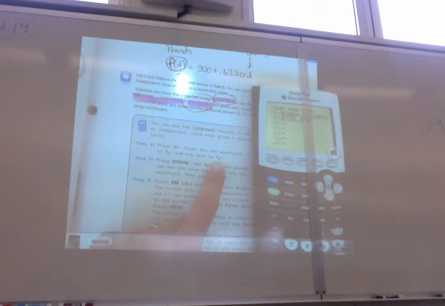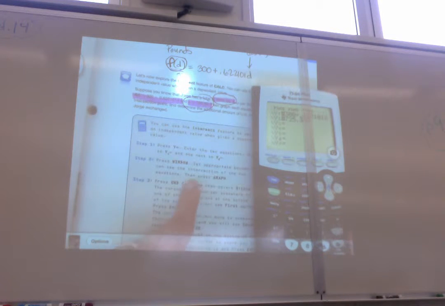Okay? So we've got two equations now in there. The first one is our money equation. The second one is our y2.